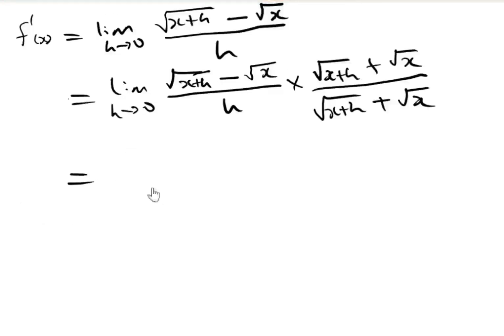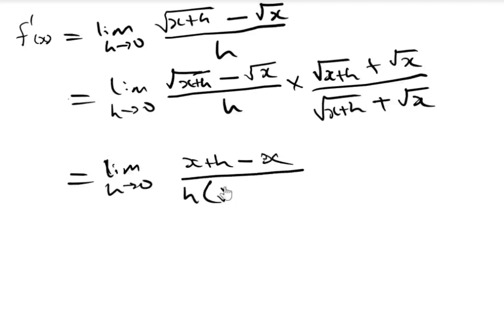This is equal to the limit as h approaches 0. The square root of x plus h multiplied by the square root of x plus h will give me x plus h, minus the square root of x multiplied by the square root of x, which will give me x, divided by h into the square root of x plus h plus the square root of x.